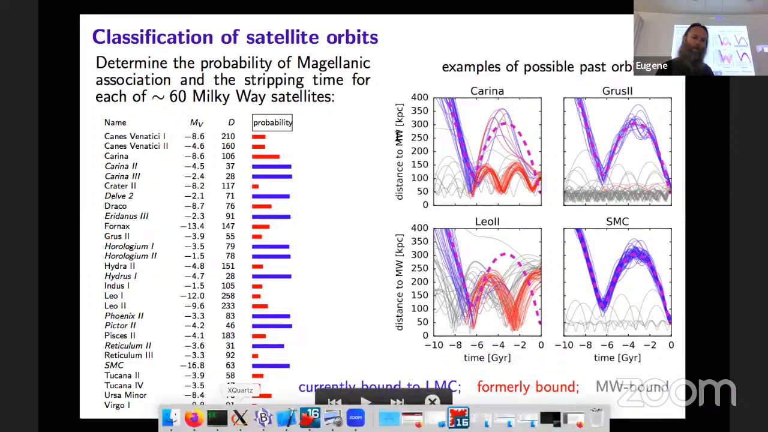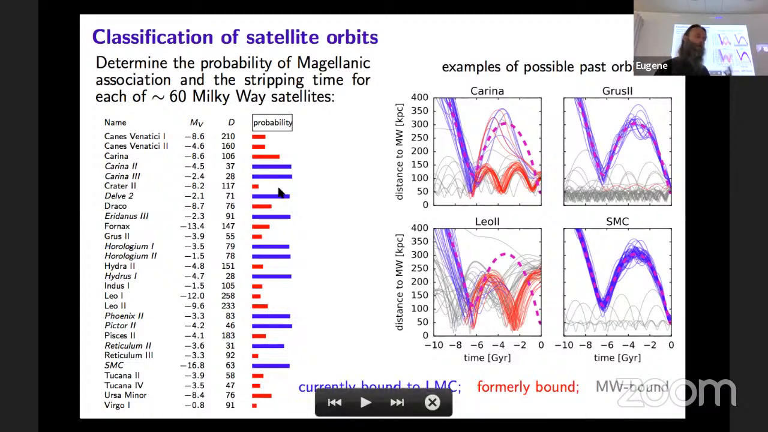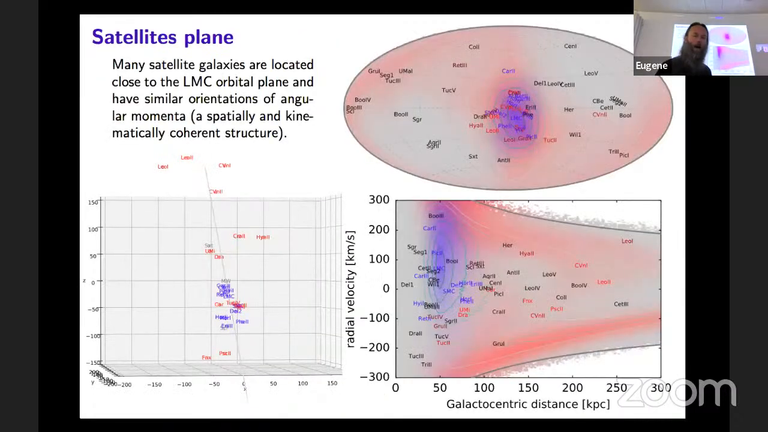So going back to this analysis, what this illustrates is that for some of the classical satellites of the Milky Way, it is quite possible that they came from the LMC system. And interestingly enough, this could be a way to prove or disprove it observationally. The thing is that in the Milky Way, as well as in some other galaxies, we have a notable anisotropy in the distribution of satellite galaxies, both on the sky and in the direction of their orbits.